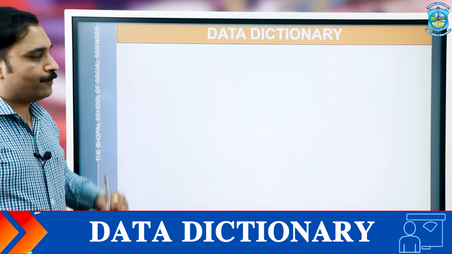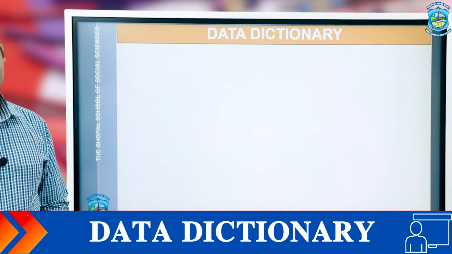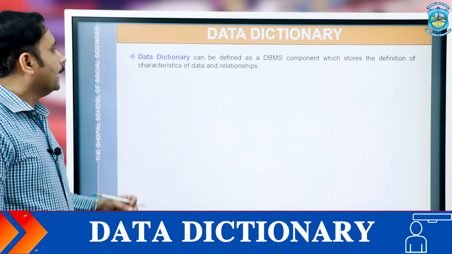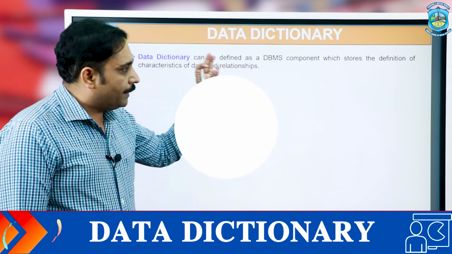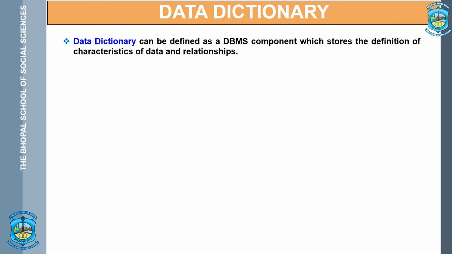Now we come to a very important topic called the data dictionary. What is a data dictionary? A data dictionary can be defined as a DBMS component which stores the definition or the characteristics of data and relationships. It tells you about data, or we can say it is data about data. Most importantly, the term we associate with the data dictionary is metadata. Metadata means data about data.